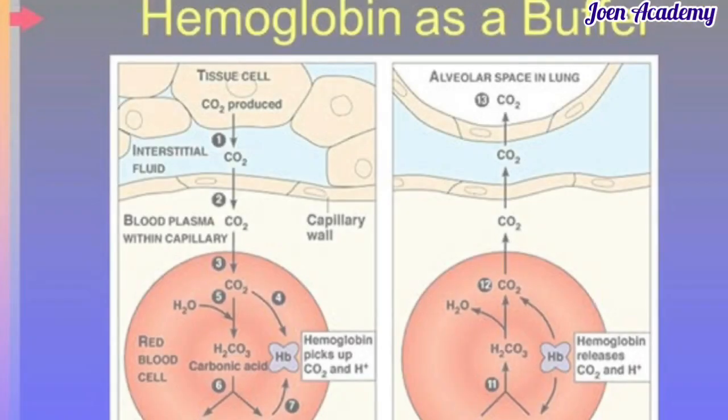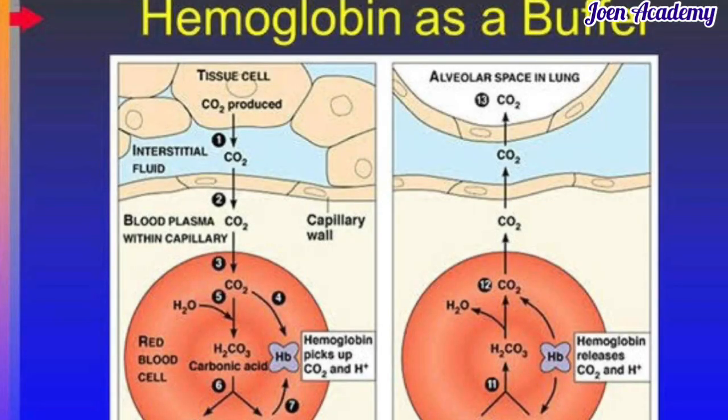The hemoglobin in the red blood cell functions as a good buffer. Buffer is a solution of reserved acidity or alkalinity which resists the change of pH upon the addition of a small amount of acid or alkali.